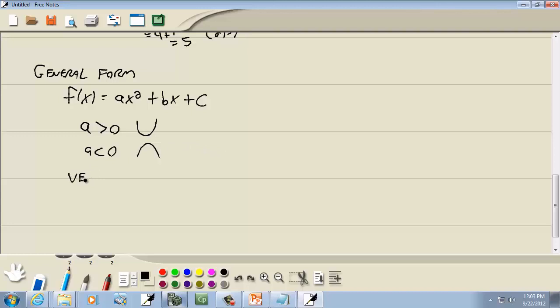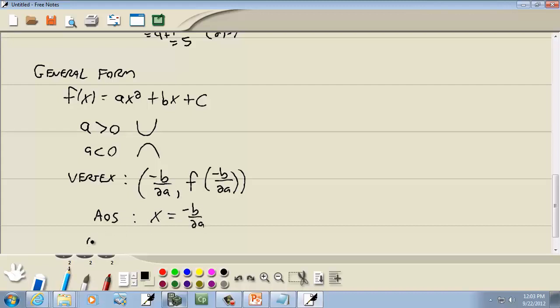Now our vertex, we have a formula for it. They call it actually the Vertex Formula. It goes like this: negative b over 2a, and then f of negative b over 2a. Now our axis of symmetry, and I'll label it as AOS, is still x equals the x part of our vertex, so negative b over 2a. And our min or max is still the y part of our vertex, which is f of negative b over 2a.